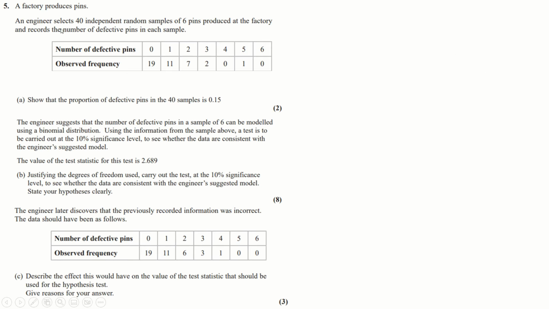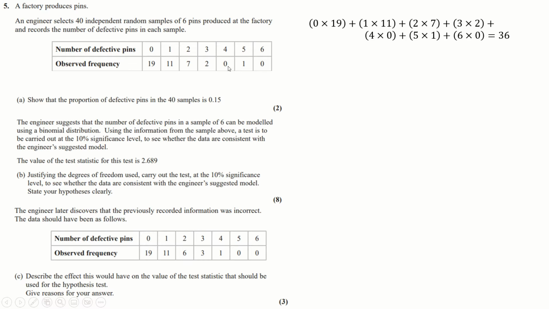Question number 5 then is the chi-squared question. So we've got this. He selects 40 samples of 6 pins each, and we get these results. So in 19 of the samples, none of them were wrong. In 11 samples, you got 1 out of the 6 is wrong, and so on. So let's find the total here. So 0 times 19 plus 1 times 11 plus so on, we get 36.